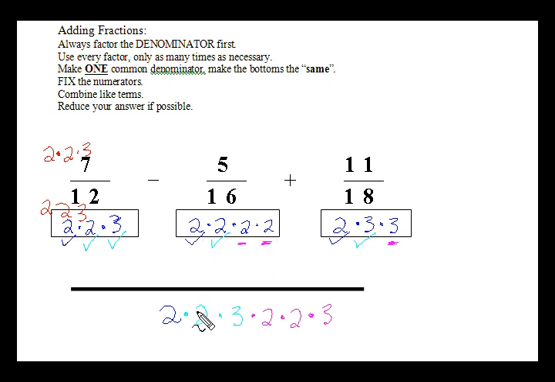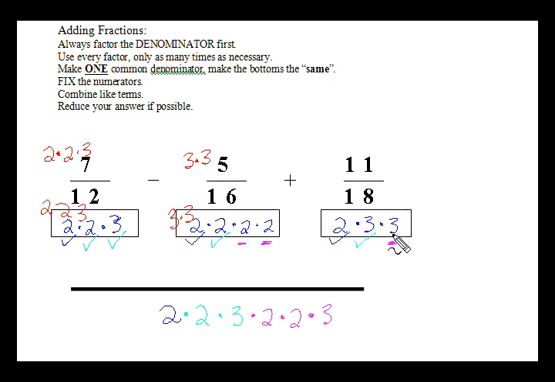This denominator has 4 2's. 1, 2, 3, 4 2's. What it's missing is both 3's. So I'll put both 3's in the denominator, and then also put both 3's in the numerator. This is what I mean by fix the numerator. We want the bottoms to be the same, the denominators, and we also have to make sure that if we change the denominator, we change the numerator. We fix the numerator.